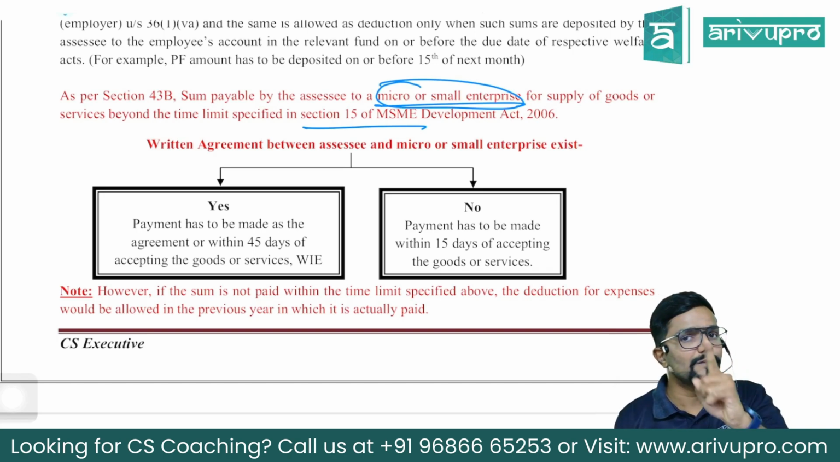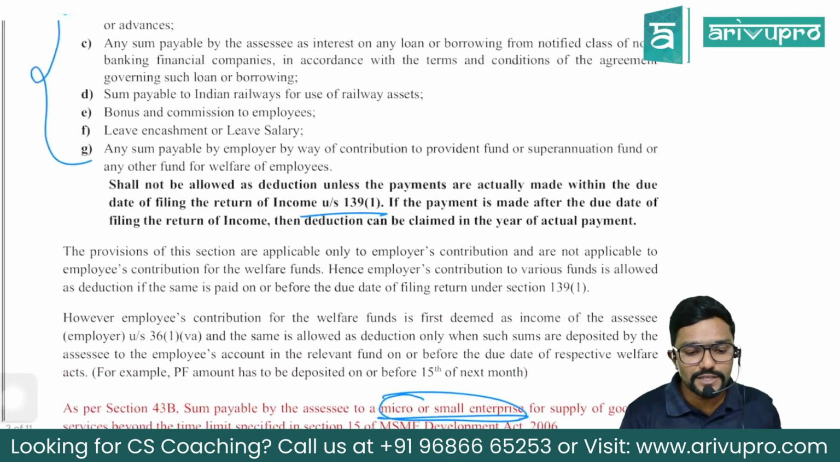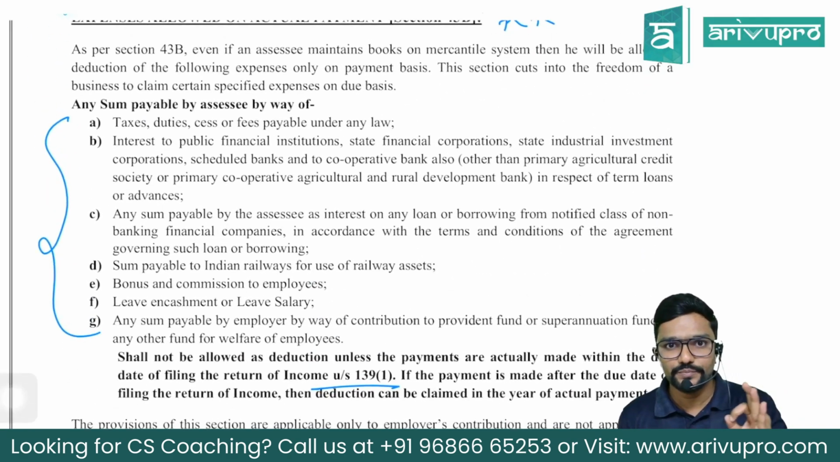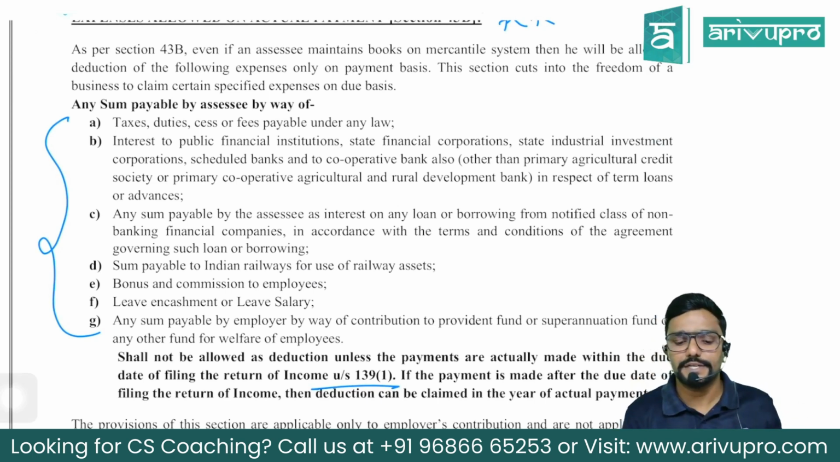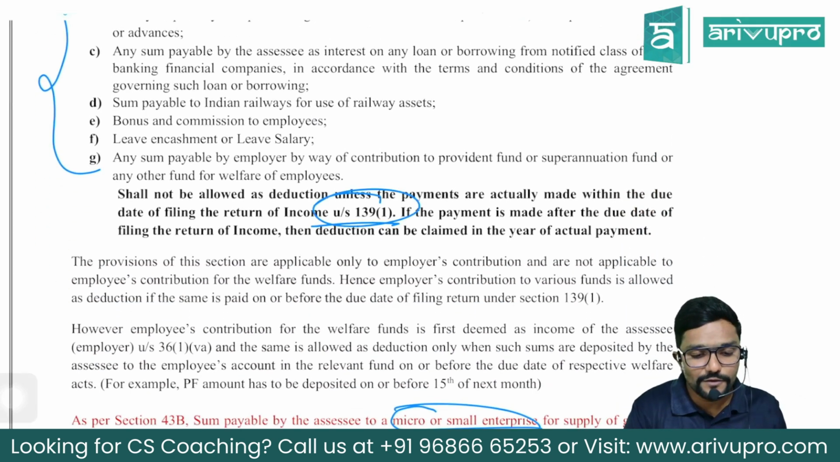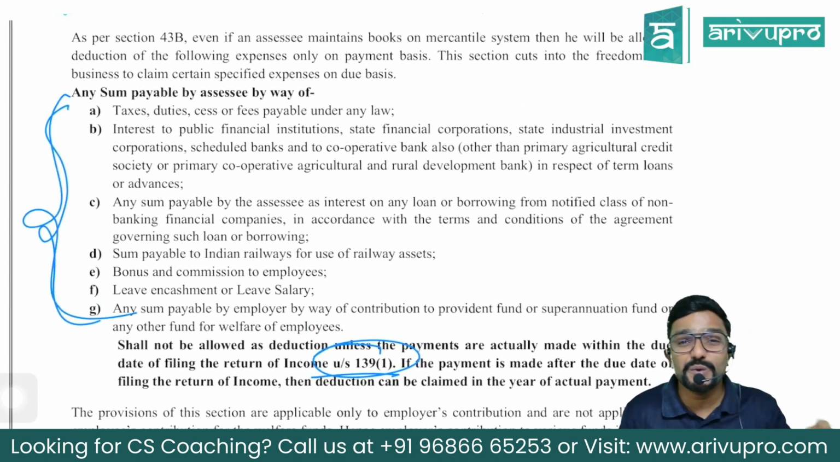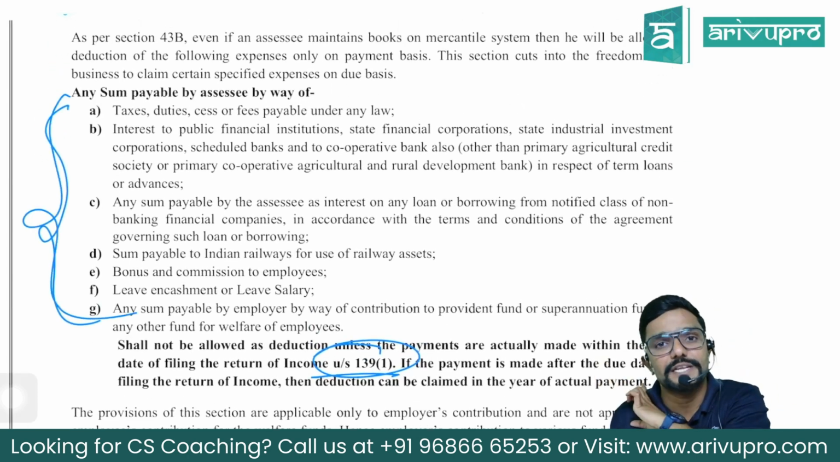Guys, please be careful. Don't get confused. For the items from A to G, the due date to make payment is the due date of filing the income tax returns. The same thing will continue. For the following payments, what is the due date to make payment? Within the due date of filing the returns.